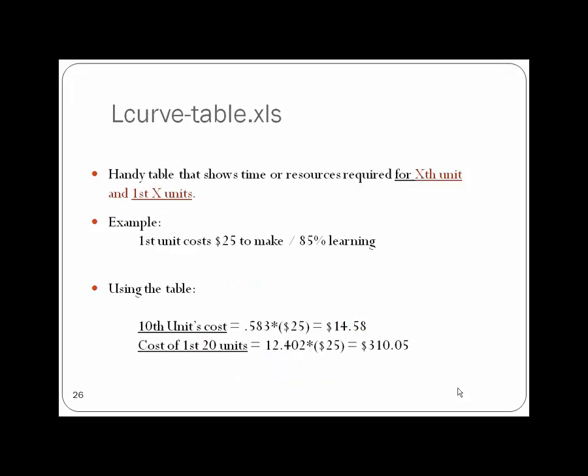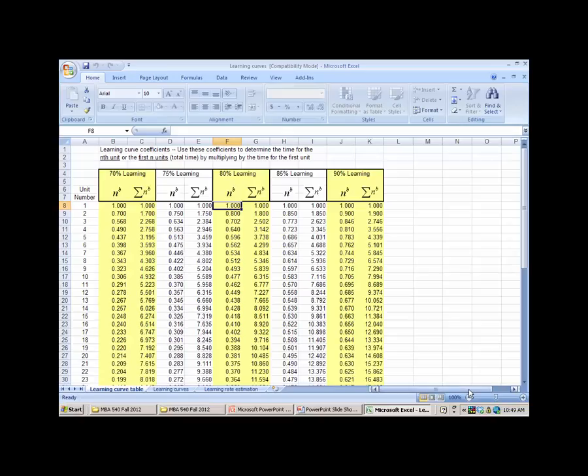What I've done is I've taken the formula I gave you a couple slides ago and put it into a handy table that shows the times or resources required for the Xth unit and the first X units. And I'm going to give you an example of how we can use this table. So let's first of all go take a look at it.